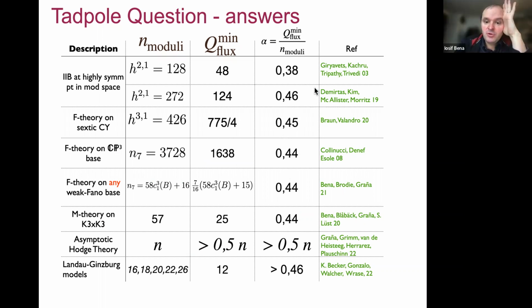No. The theorem is here, for example. This is the theorem. If you do F-theory on any weak Fano base, those are the numbers.